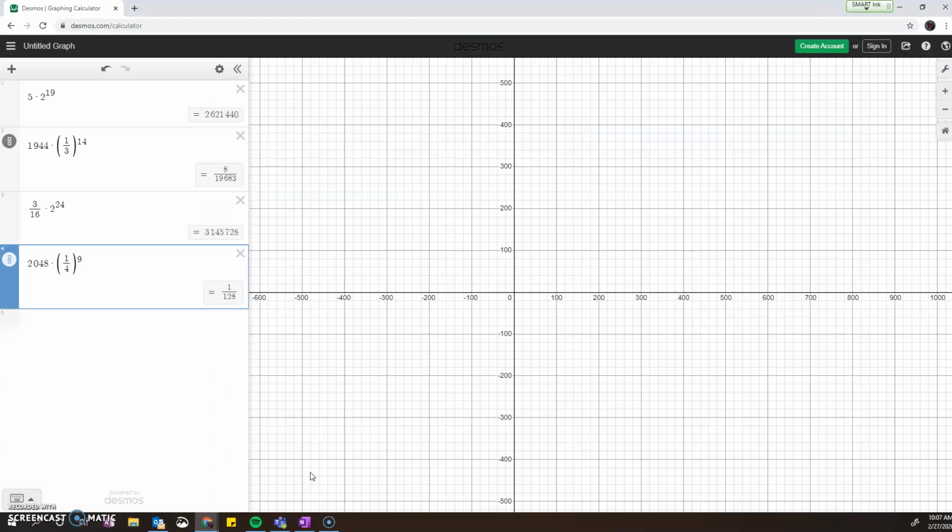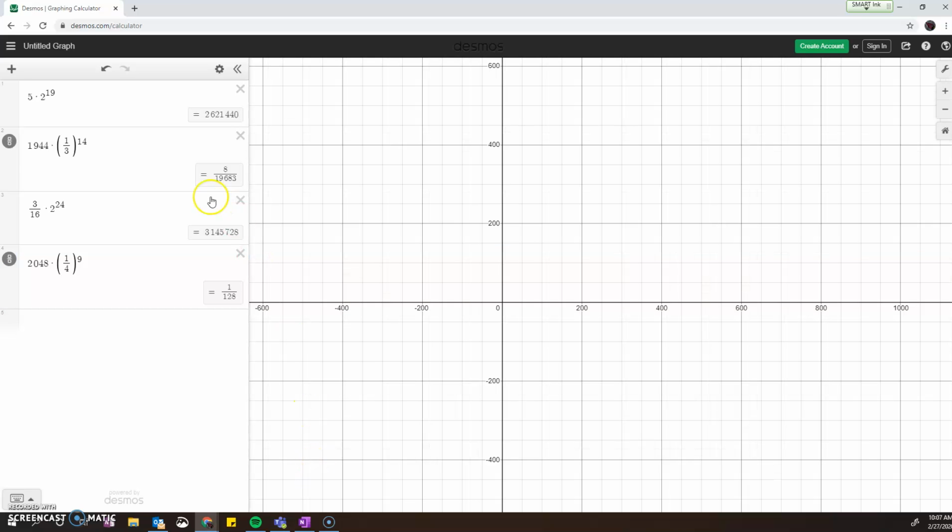Let's look at Desmos. You see here in the second line I did it, 1944 times 1/3, and I just did raised to the 14th power because that's 15 minus 1. When I first plugged it in, it gave me this decimal, because it's a really tiny number. So same thing, if I'm dividing something a whole bunch of times, it's going to give me a tiny number.